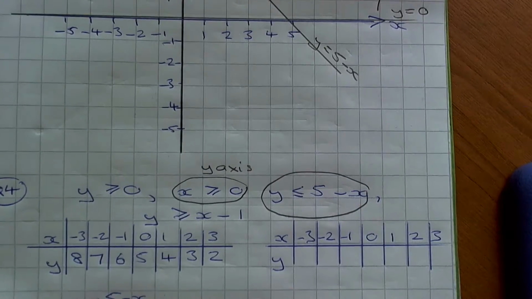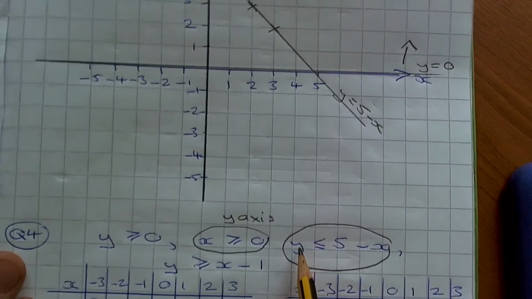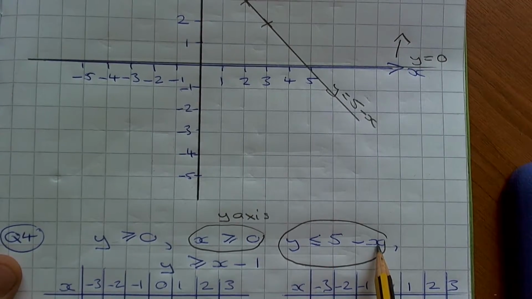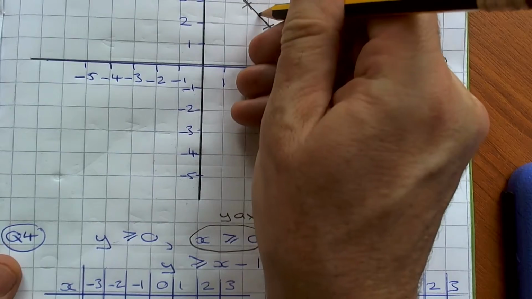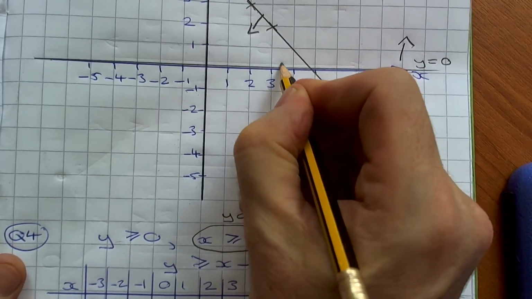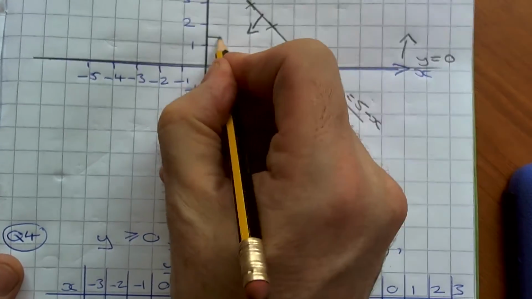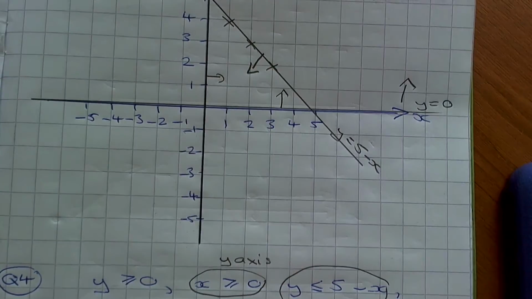Now the next one we want to draw, oh sorry, I need to put an arrow on that to show which way we've got to go. We want y to be less than or equal to 5 minus x, which means we want the region that is below that line there. So we want to be below that line. So at the moment, we want to be above that axis, to the right of that axis, and in here. So our region's narrowing down.